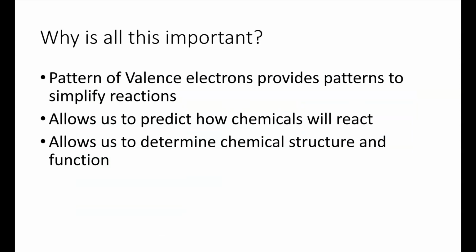These patterns of valence electrons will provide us patterns to simplify reactions. So you're not going to have to try and figure out how each individual atom in the periodic table would interact with everything else. We can use patterns to help make it easier. They will help us to understand how things react and how things react in unexpected ways, or things that seem unexpected at first but really do fit the pattern. They will also allow us to determine chemical structure and function.